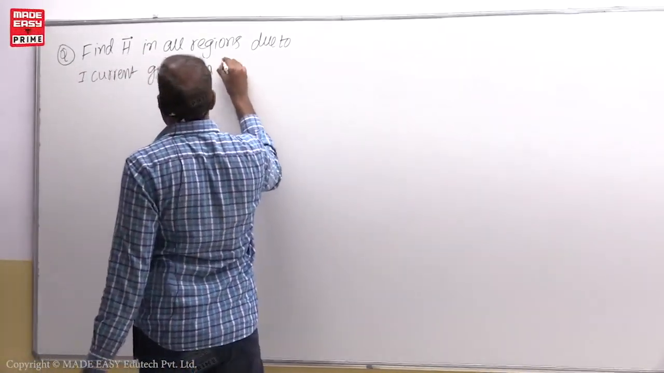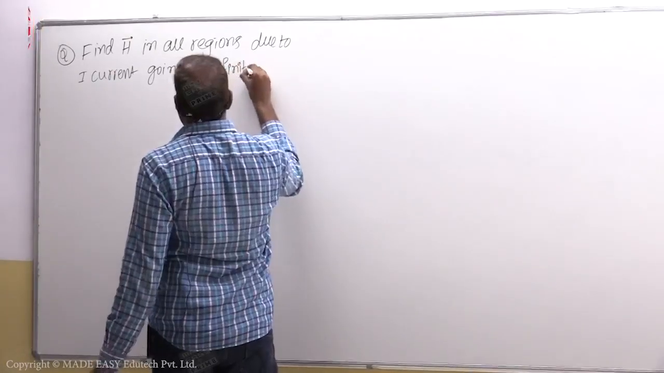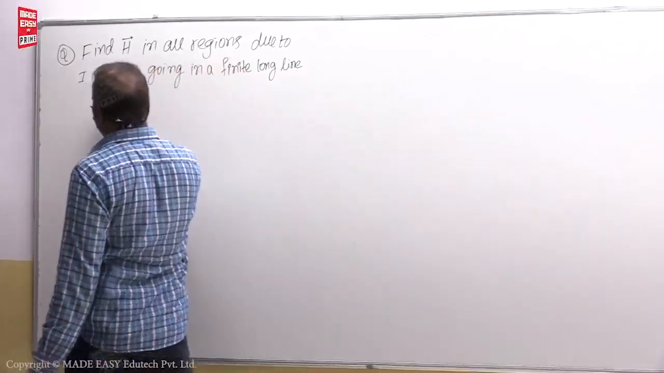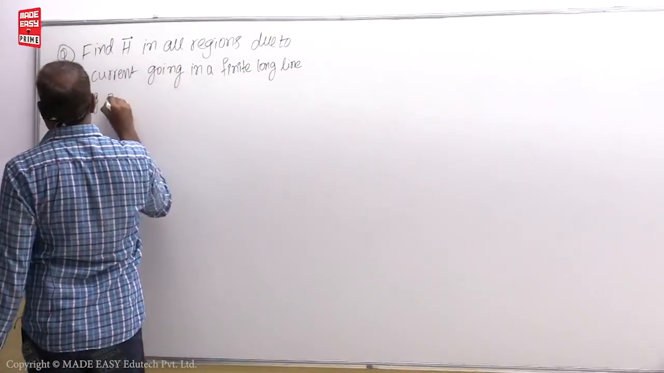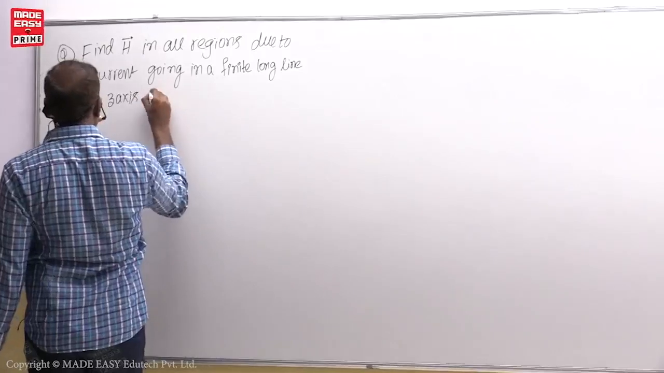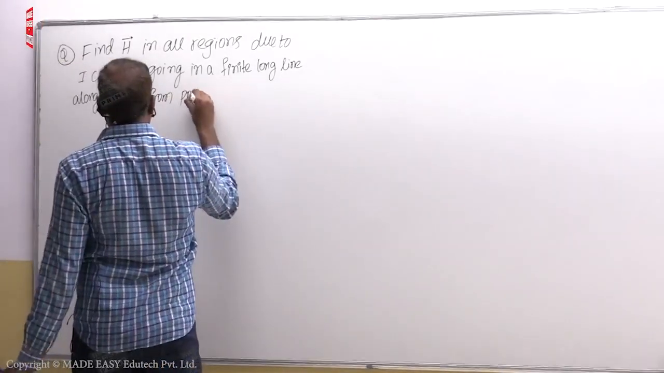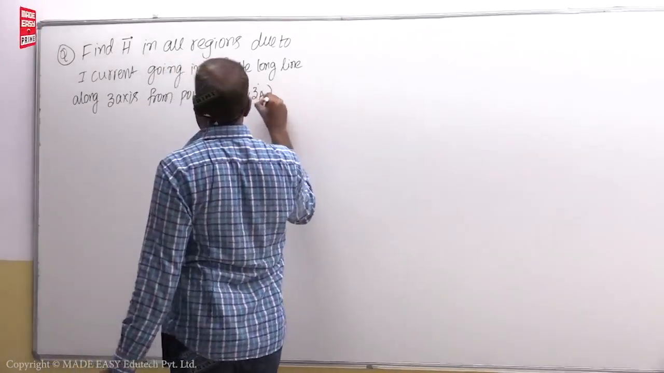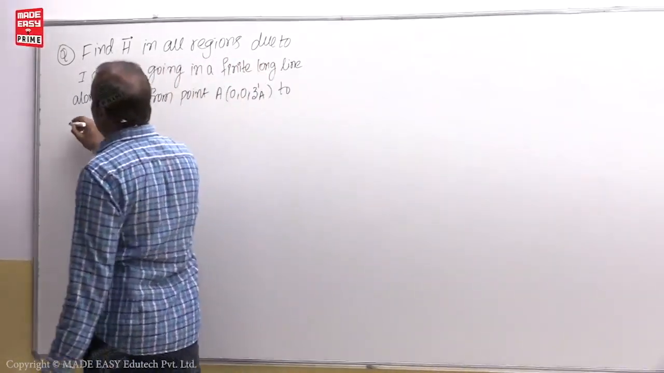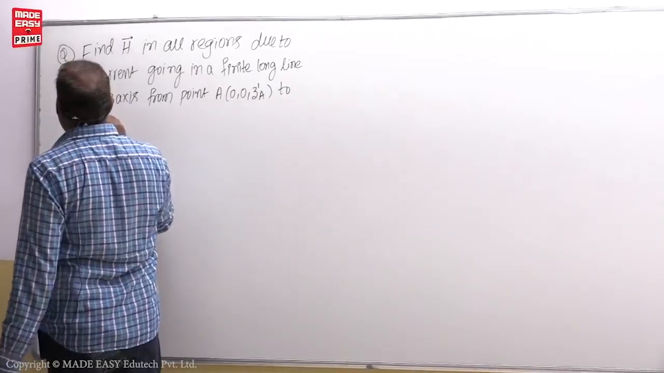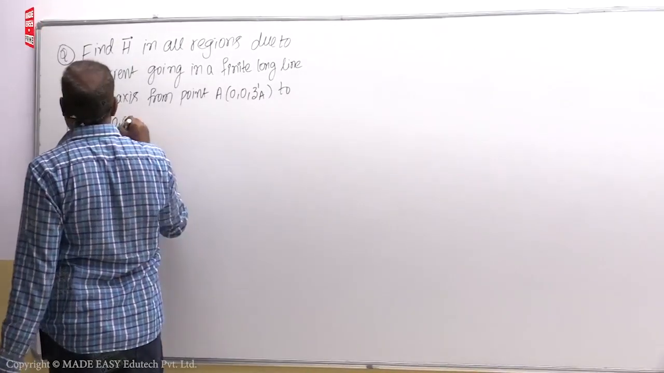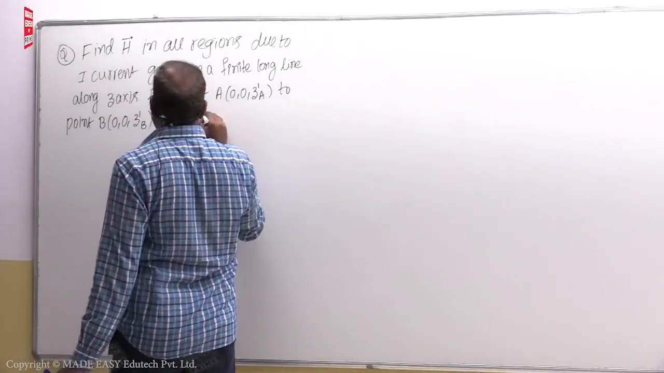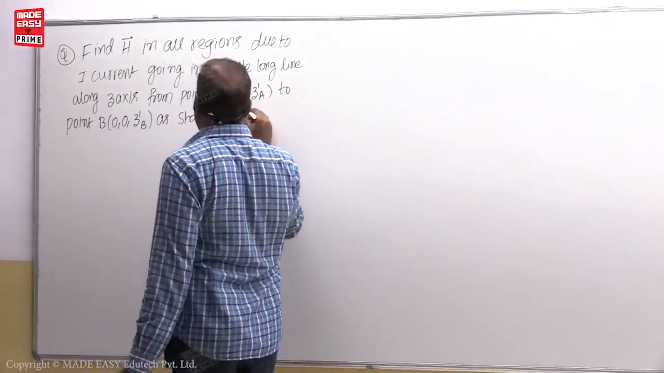Due to I current going in a finite long line along the z axis from point A to point B as shown below.